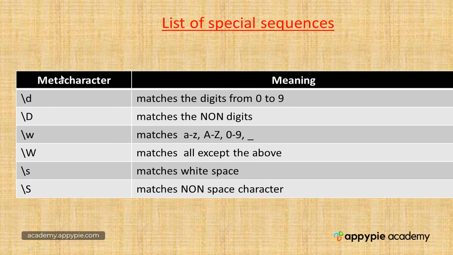List of special sequences. Slash d we have already done. It matches the digits from 0 to 9. Slash capital D matches the non-digits. And I will give you an example of slash w and slash capital W also. Slash w matches small a to z, capital A to Z, 0 to 9 and underscore. Similarly, capital W matches all except the above. Slash s matches white spaces and slash capital S matches non-space characters, right? So these are special sequences, right?